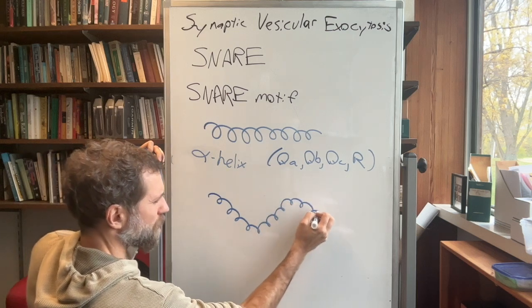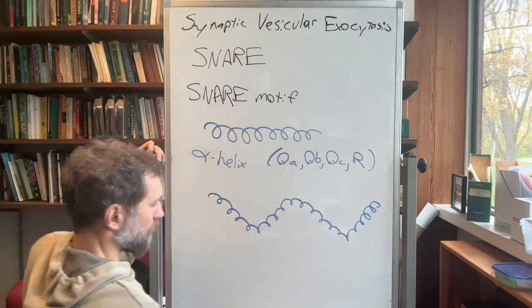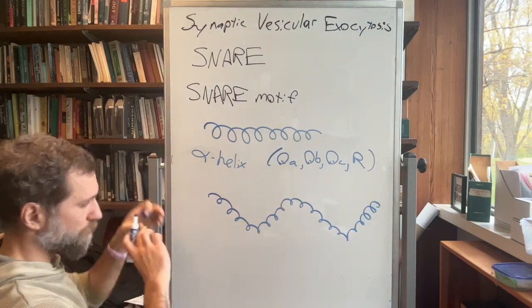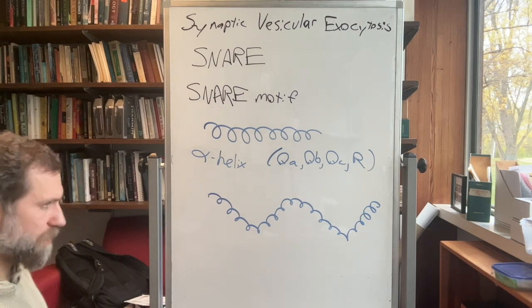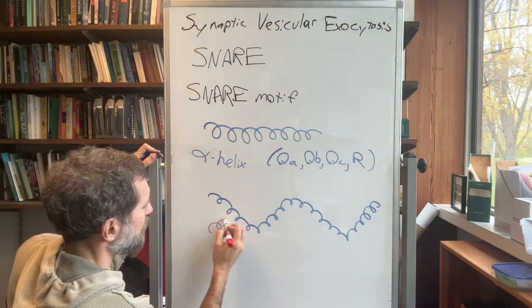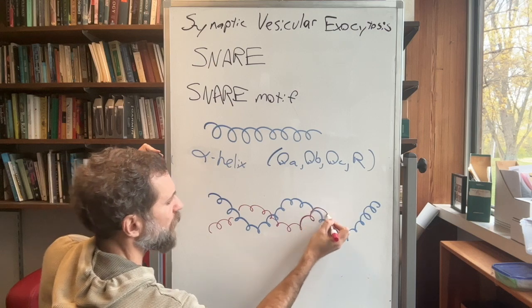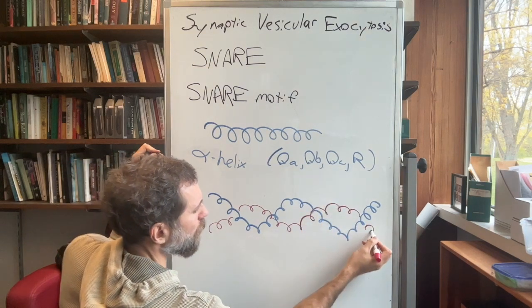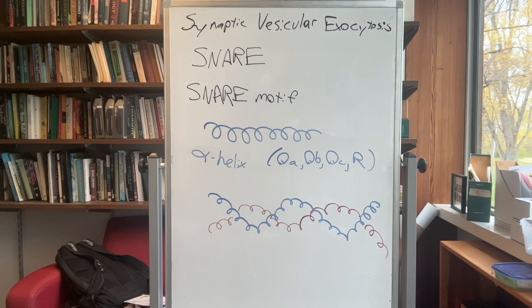So I'm drawing one SNARE motif here. You can think of the whole thing as being kind of spring-shaped, but that spring itself is becoming somewhat spring-shaped too. You can imagine taking a spring and bending it like a corkscrew. And in this conformation, another alpha helix, another SNARE motif, can intertwine with these.